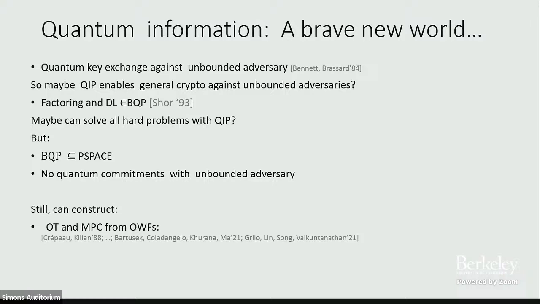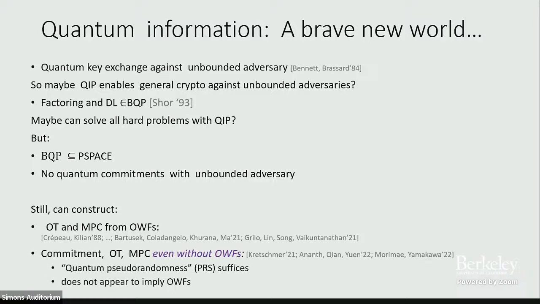Classically we cannot do it, and in fact, as we discussed several times today, we can do all those things, commitments, oblivious transfer and MPC, even without one-way functions, using this notion of quantum pseudo-randomness. That suffices. And this quantum pseudo-randomness doesn't imply one-way functions at all, or does not seem to imply them at all. So what are those?